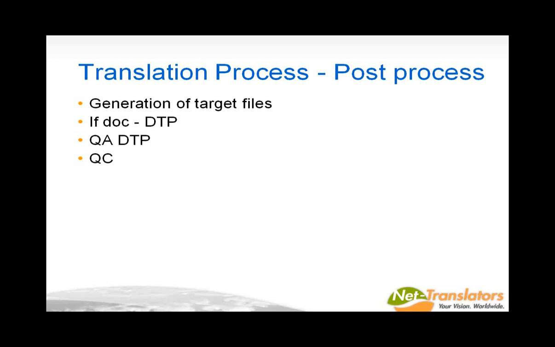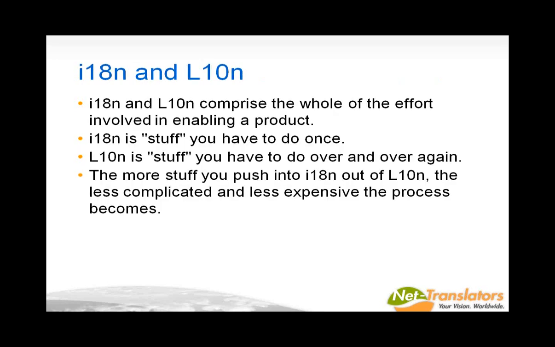These operations include automated quality tests and target file generation. In other words, if I'm translating a Word document, I need to give back a Word document. This is referred to as DTP. If these are software resource files, then the targets are generated and passed on for compilation of the software and later testing. So now we understand a little bit more of the translation process.